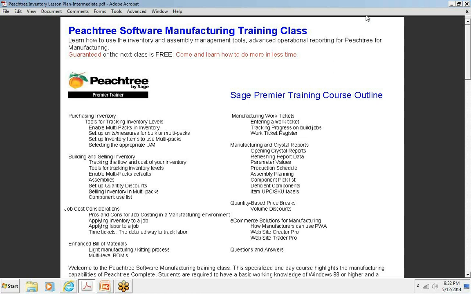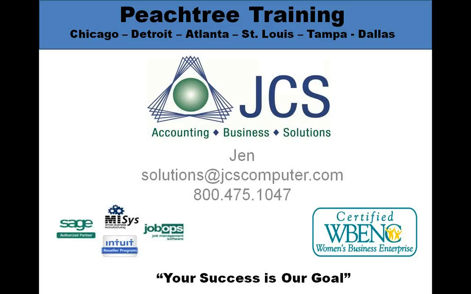So if you'd like to learn how to use the inventory and assembly management tools found in Peachtree software, currently known as Stage 50, it's the Advanced Operational Reporting, you can give us a call. You can reach me at solutions@jcscomputer.com or by calling us at 800-475-1047. We'd like to talk to you about your Peachtree software manufacturing training needs, now known as Stage 50.